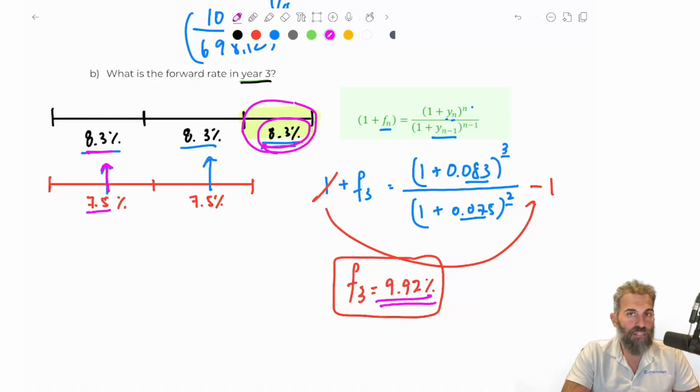It doesn't mean the interest rate in 3 years will be 9.92. And that's the difference between the expected short rate in 3 years and the forward rate in 3 years. The forward rate in 3 years includes a liquidity premium. It includes this bonus for having added that extra year. Whereas if I just said, what will the interest rate be in 3 years? That's the expected short rate, and there's no liquidity premium baked into that one.